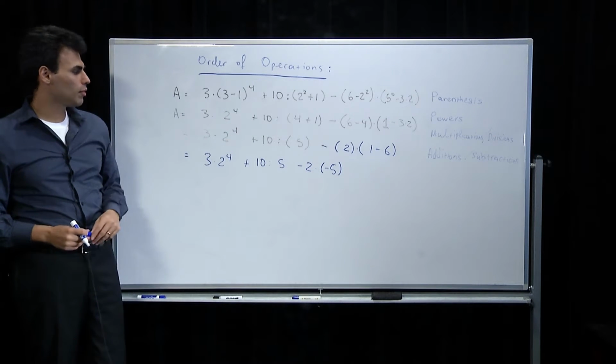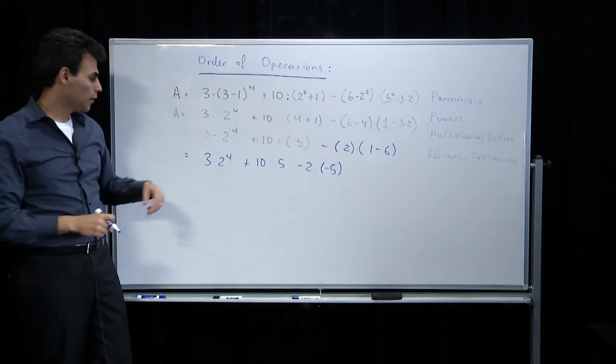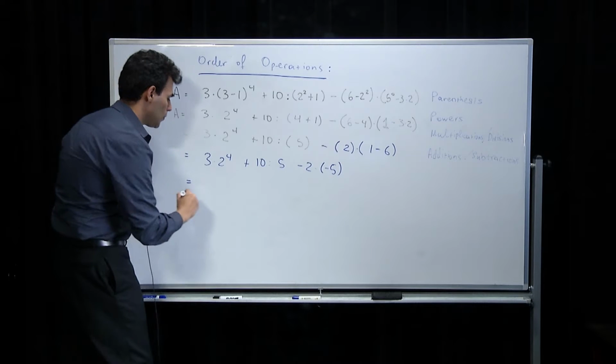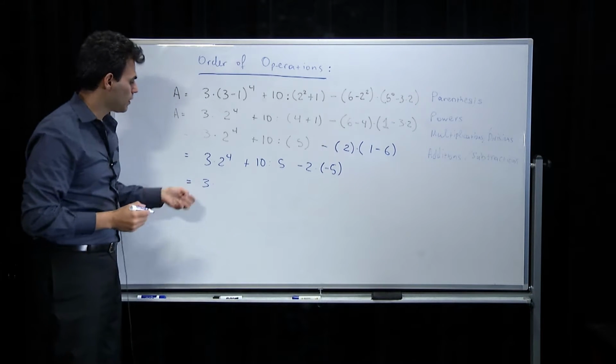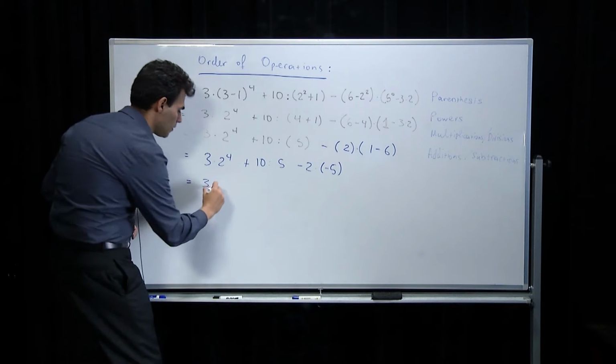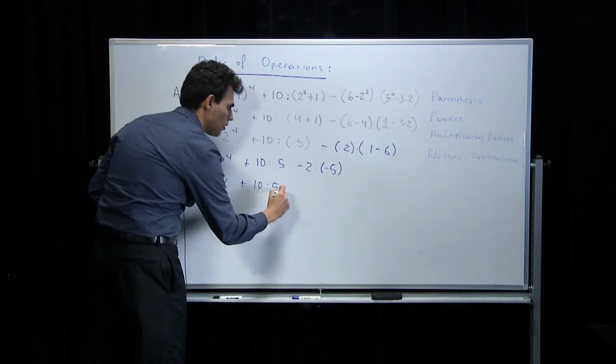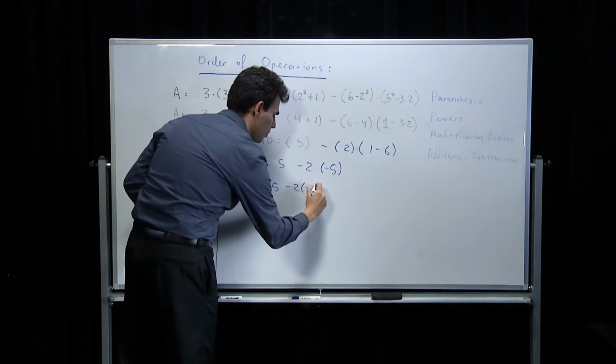All right, so we're done with the parentheses. Now we're looking at the powers. The only power that I see is this 2 to the fourth. And that's the first thing that I'm going to compute. 2 to the fourth is, well, 2 times 2 is 4. Times 2 is 8, times 2 is 16, so this is 16. And again, I could do this all at once, but I'm going to show it to you slowly.